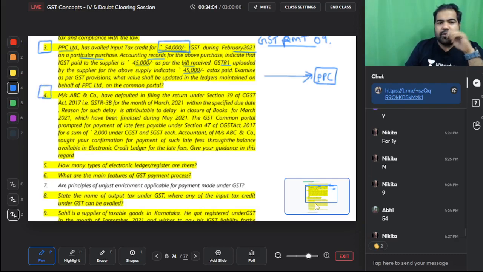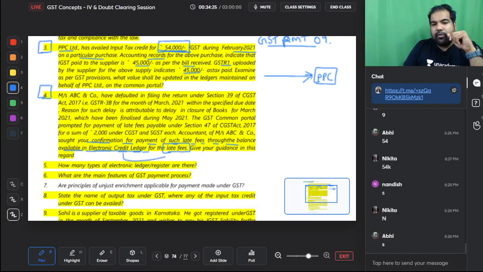Very good question. Please read first. The question is, sort your confirmation for payment of such late fees through the balance available in the electronic credit ledger. Very simple. Can the electronic credit ledger be used to pay the late fees? You don't have to read the entire question. Guys, please tell me, can I use credit for late fees? No. The credit can only be used for one thing guys, tax, that too RCM.